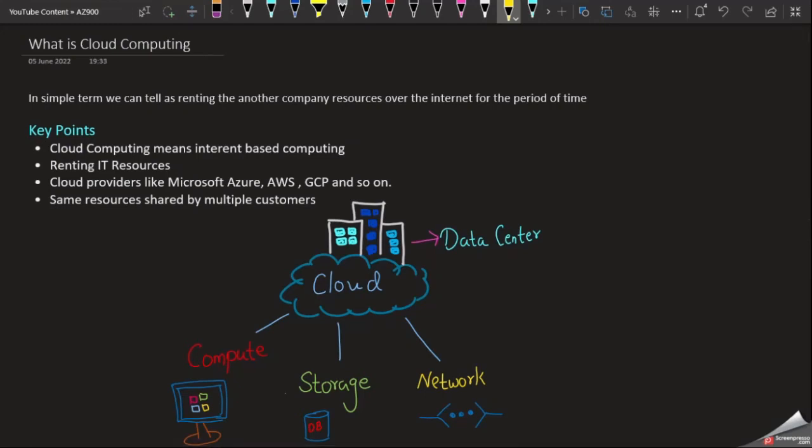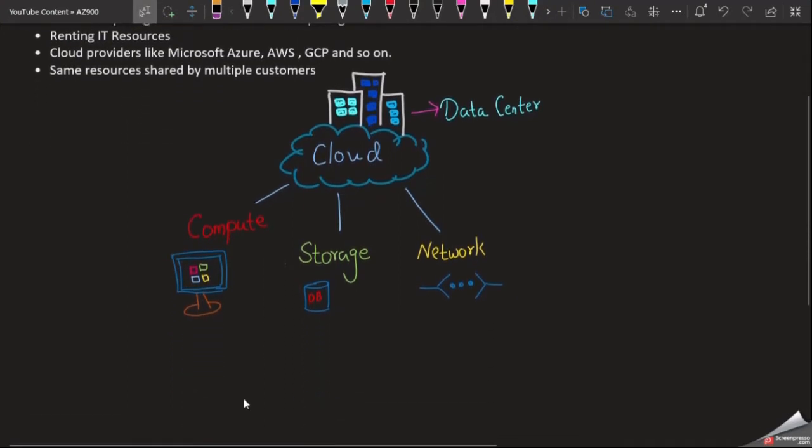In this video, we are going to discuss what is cloud computing. In simple terms, we can explain cloud computing as renting another company's resources over the internet for a period of time. Okay, if you do not understand this particular line, we will discuss it with the help of this diagram. Then again, we will come back to this line. I hope you get some idea.